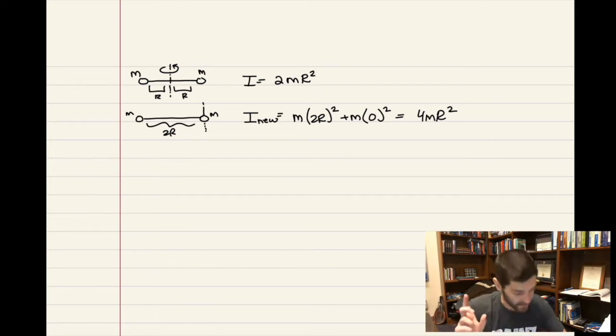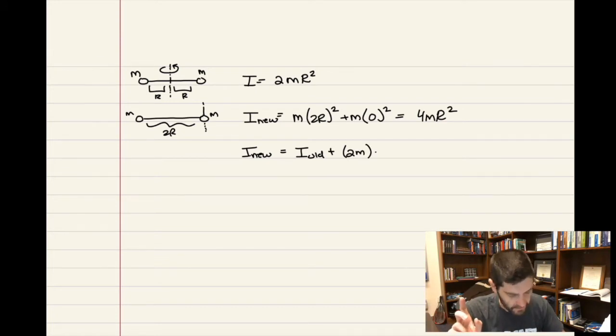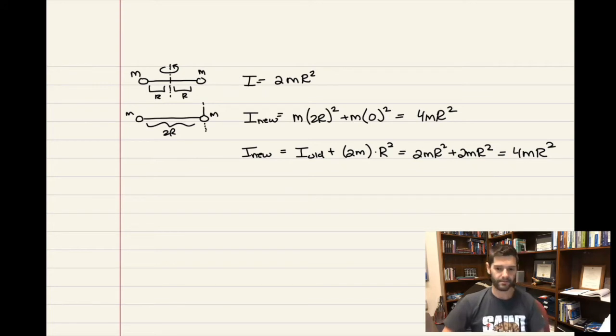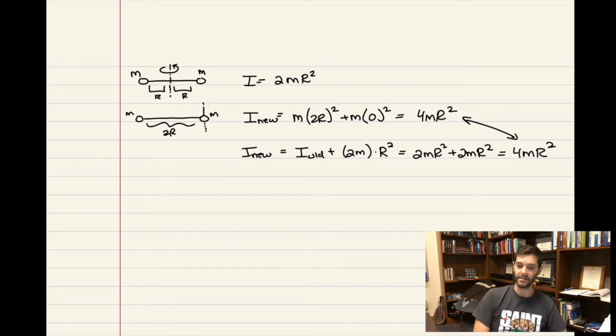I could have also done it using the parallel axis theorem, saying that I new is I old plus the total mass of the system, 2m, multiplied by the distance that I shifted the rotation axis by, which in this case is r squared. So the old value is 2mr squared. I'm saying add to that 2mr squared. You indeed get 4mr squared back, which is what we expected. We want these two to agree, and they do. We found the same answer in two different ways.